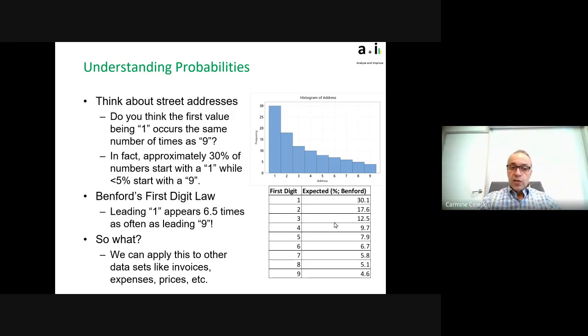Okay, the numbers actually go down in that logarithmic fashion where 1 shows up a lot, 2 a lot less, and it keeps going down, down, down until you get to the number 9. In fact, approximately 30% of the numbers start with the 1, while less than 5% start with the 9. If you're trying to understand why that is, just think of it intuitively with a street, right?